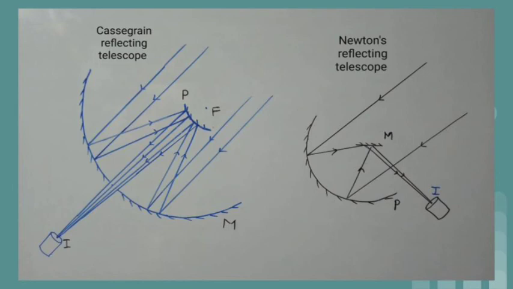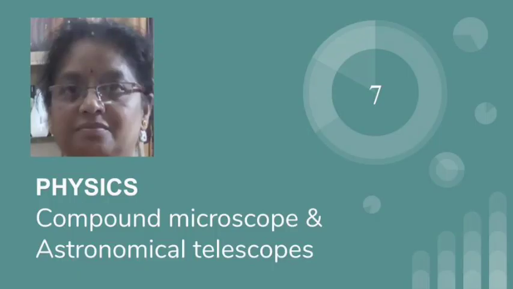In Newton's reflecting telescope, the parallel beam coming from a distant star is reflected by a large parabolic concave reflector P and then again reflected by a plane mirror M, which is placed inclined at an angle of 45 degrees with the axis of the reflector. Finally, the reflected rays converge at point I, where the image of the star is seen distinctly by the eye. The reflecting telescope is preferred over the other telescopes as it has some advantages over the others.